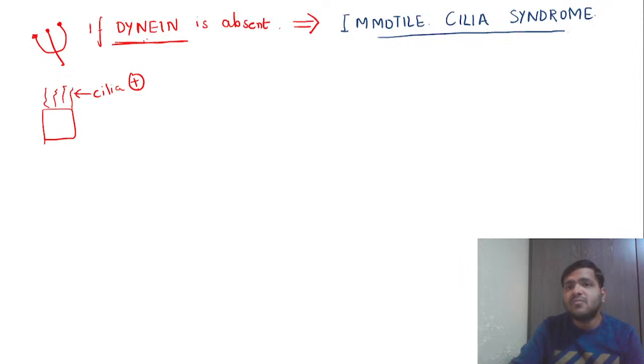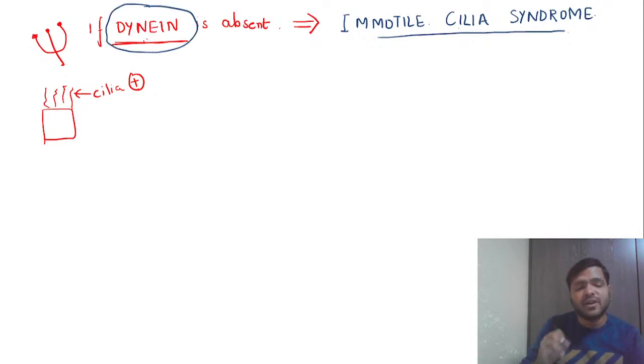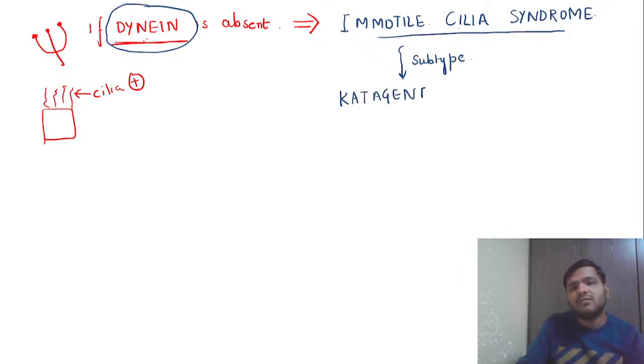Now, when I say immotile, the cilia is present, but it does not have the property of motility. Why? Because the protein responsible for the movement of cilia, dynein, is absent. And this syndrome has a subtype which manifests in the form of a disease called Kartagener syndrome.